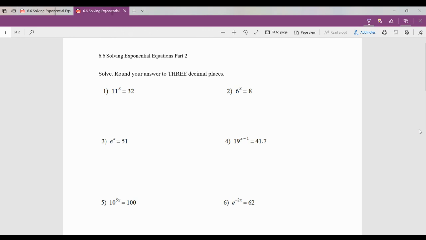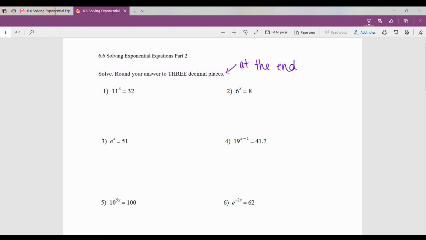Okay, guys, so now we are on to part 2 of solving exponential equations. One of the key things is we are definitely going to need a calculator with logs on it, okay? We want to round our answer to 3 decimal places. This is at the end. We're not rounding to 3 decimal places while we're working. We're only rounding to 3 decimal places at the end, so we don't want to round too soon.